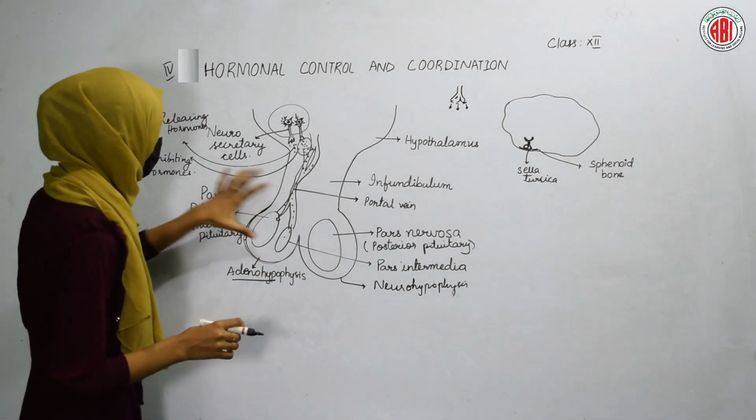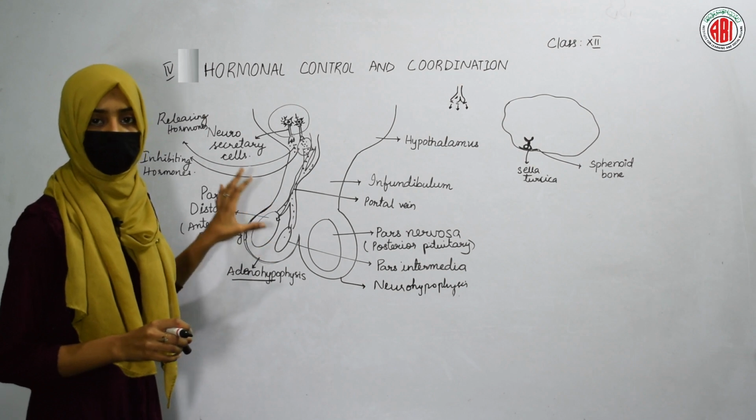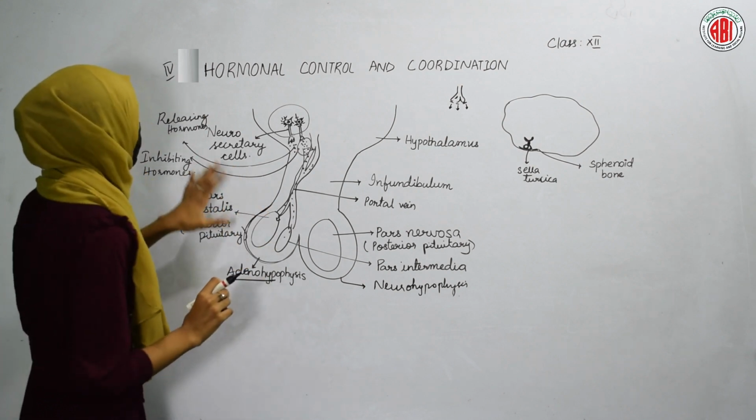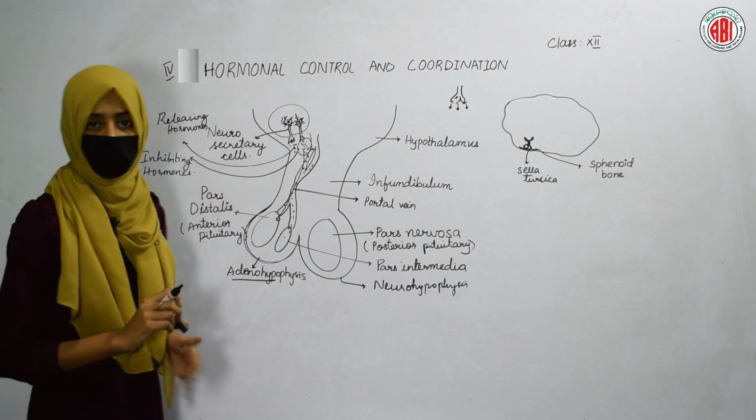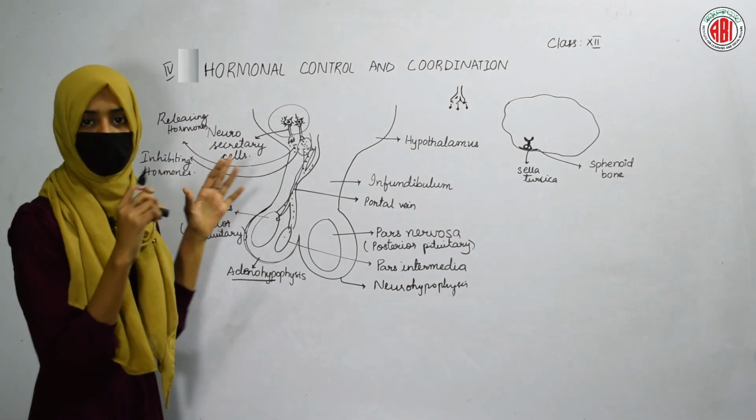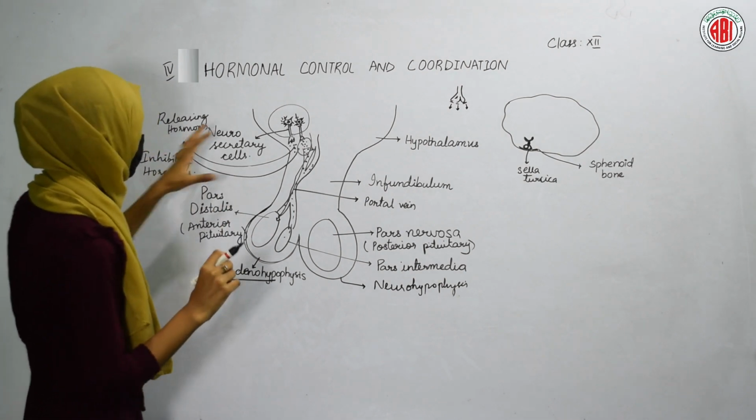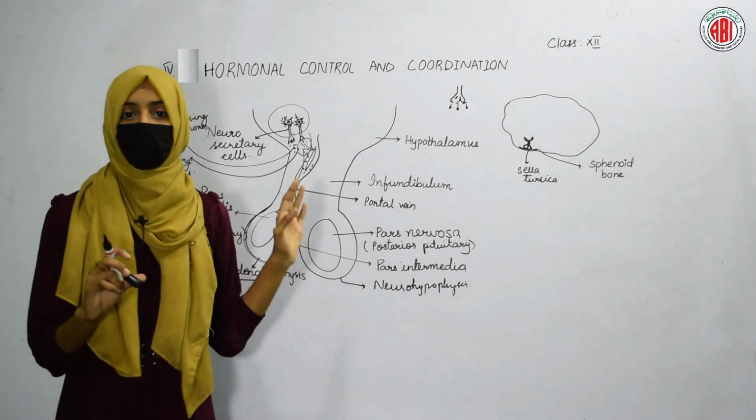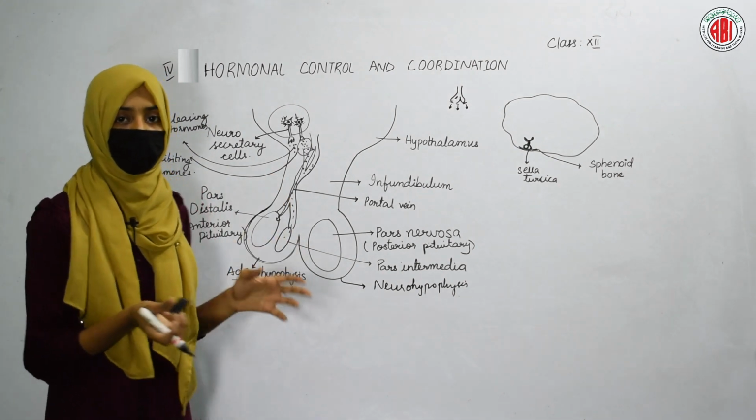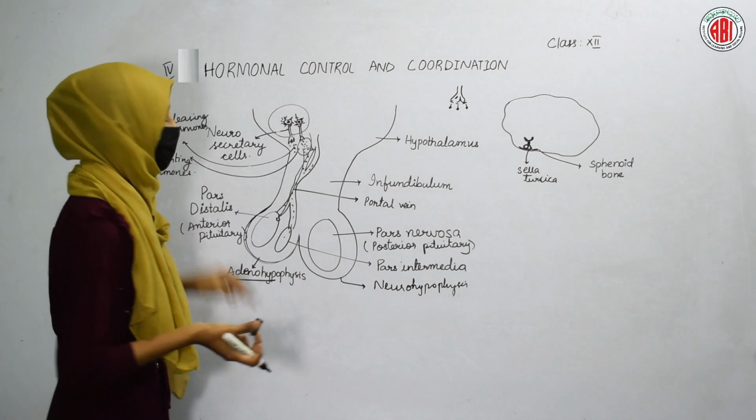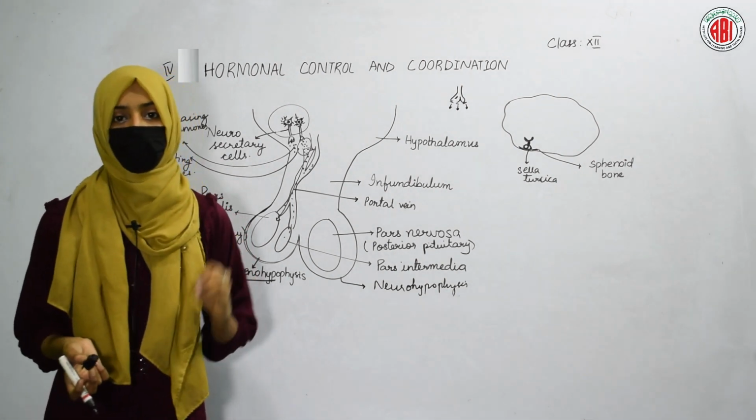So the total control of the anterior pituitary is under the control of the neurosecretory cells. They are acting like an owner, and the anterior pituitary works based on the signals and chemicals sent by the neurosecretory cells. So the anterior pituitary is acting like a servant.